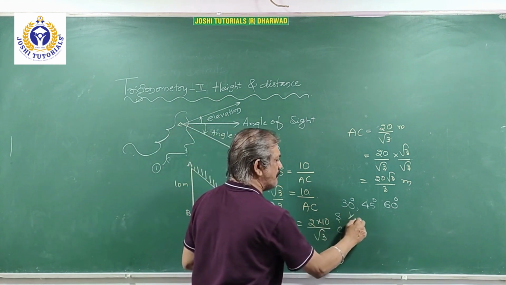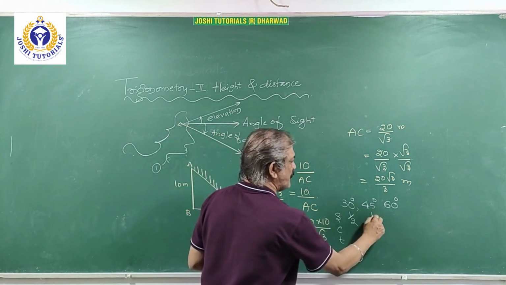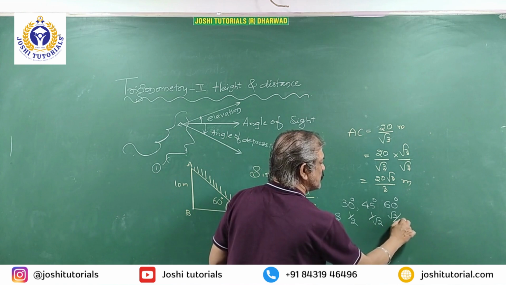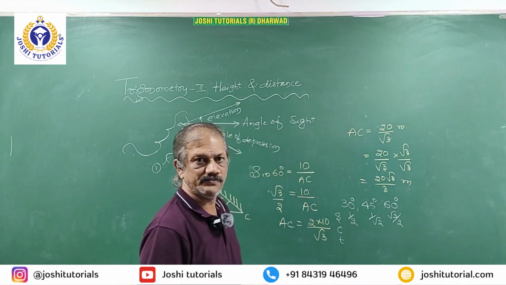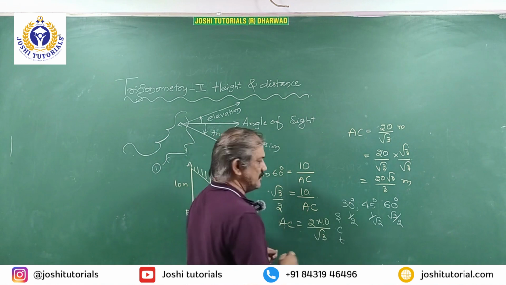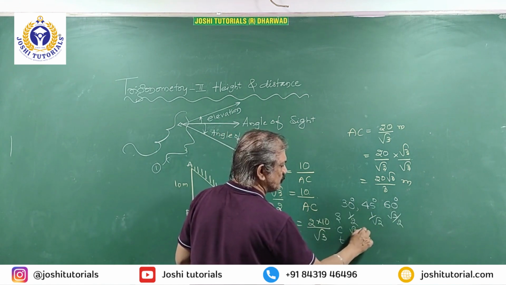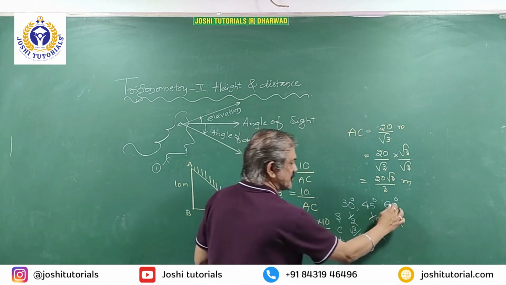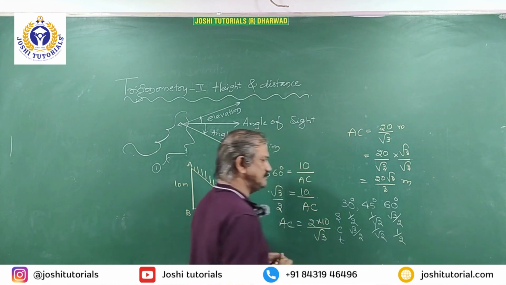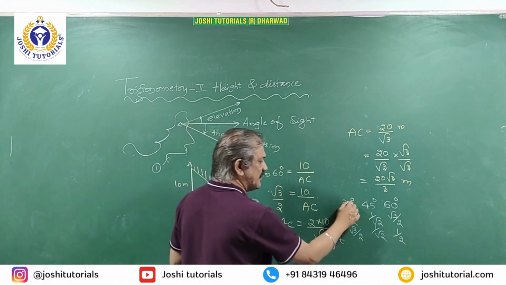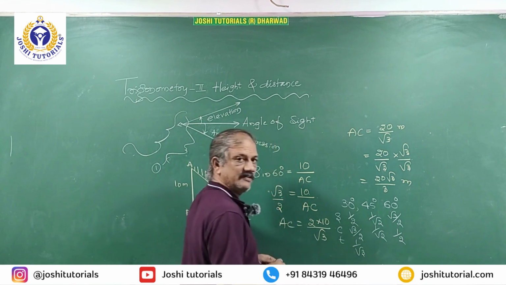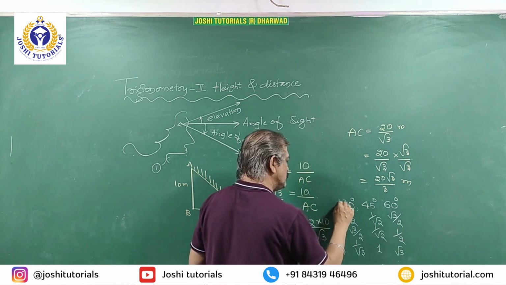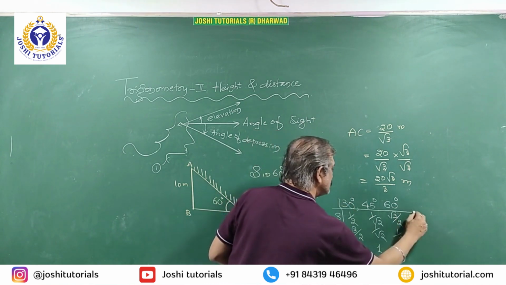Sine 30 is 1 by 2. Sine 45 is 1 by root 2. Sine 60 is root 3 by 2. You must know the values. Cos 30, it is reverse. Cos 30 is root 3 by 2. Cos 45 is 1 by root 2. Cos 60 is 1 by 2. Tan 30 is 1 by root 3. Tan 45 is 1. Tan 60 is root 3. You must know this basic idea. Only 3.